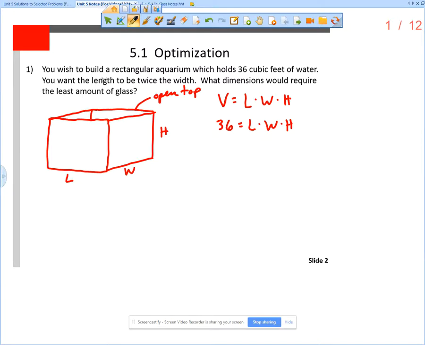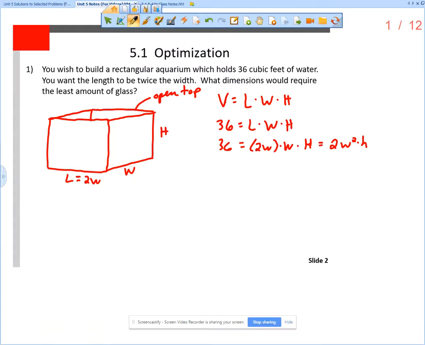Now you're also told that you want the length to be twice the width, so that means that L is equal to 2W. So instead of 36 equals L times W times H, we're going to say that 36 is equal to, instead of L, 2W times W times H, or in other words, 2W squared times H. So now, that is our first equation that we need.